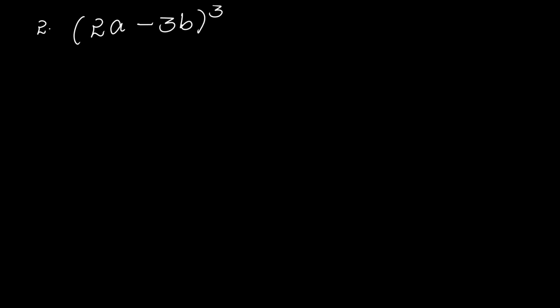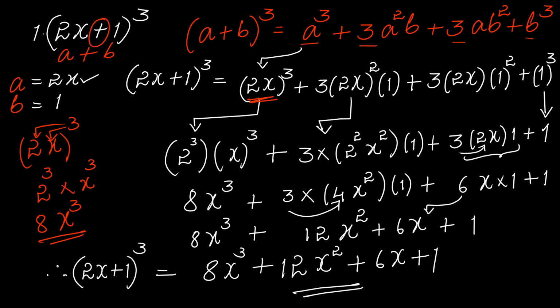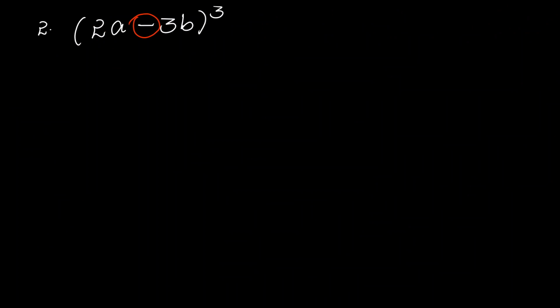Now let's move to the second question. So the question says 2a minus 3b all to the power cube. So here we have negative sign. But in the first question we had positive sign, which is 2x plus 1 all to the power cube. So due to the positive sign we used the formula a plus b all cube. But here we have minus sign, which is negative. So we can use a minus b all cube formula.